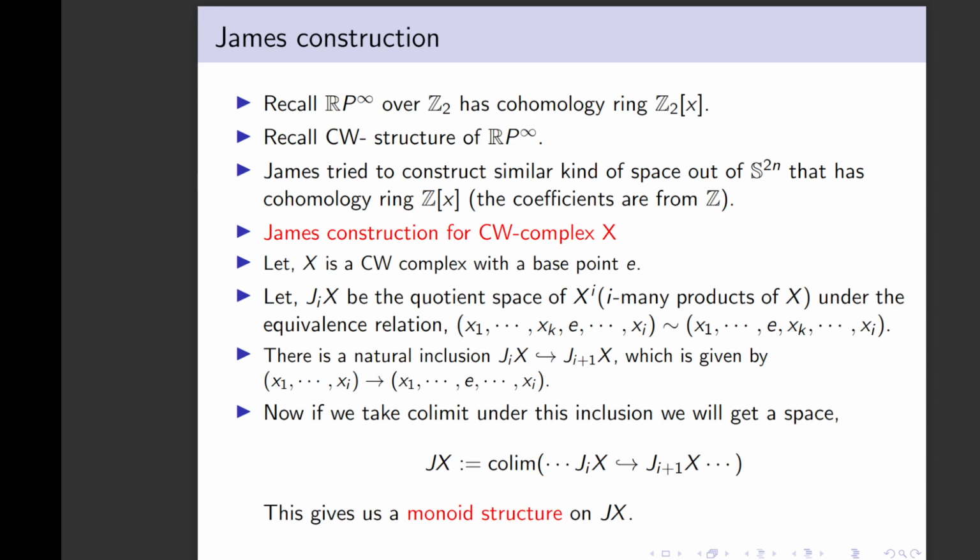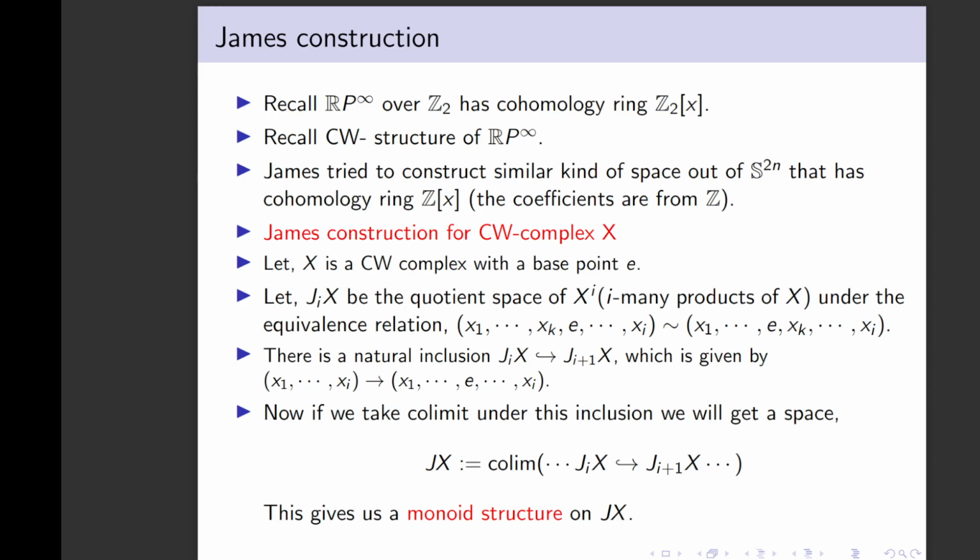Yeah, they are already in JX. You can take any arbitrary point in JX. Okay? So by this co-limit, they will land in some J_iX. So there you can identify them as a product and you can do the thing.